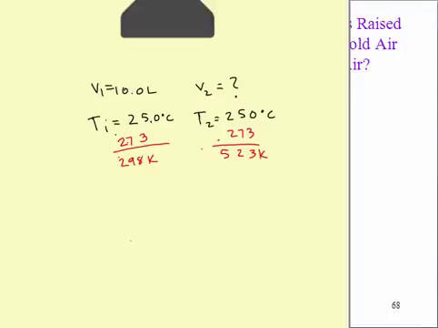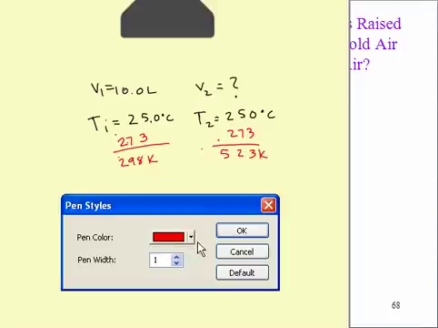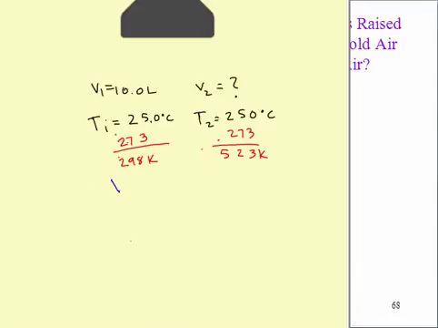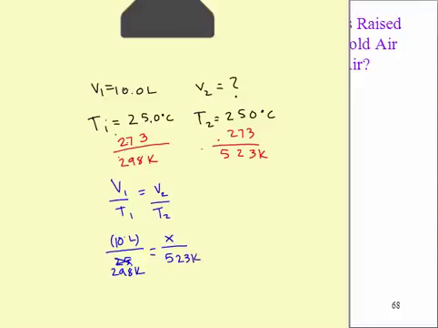Okay, once we get our temperature in Kelvin, then we're going to use Charles's law. And we're just going to plug in V1 over T1 is equal to V2 over T2. So our initial volume is 10 liters. Our initial temperature, 298 Kelvin. Our final volume, we don't know. I'm going to call that X. And our final temperature, 523 Kelvin.